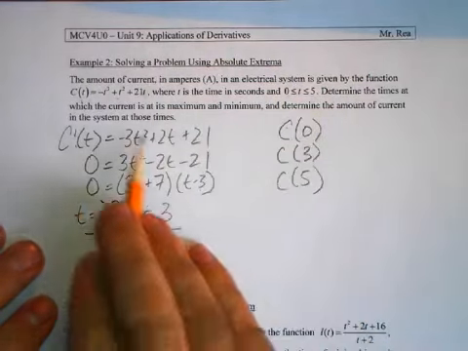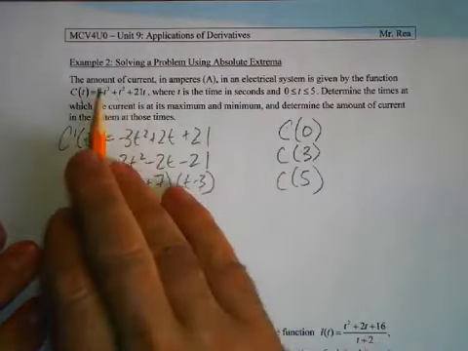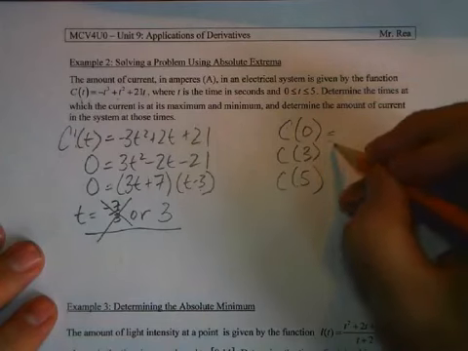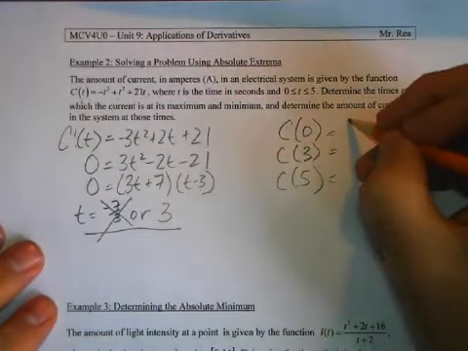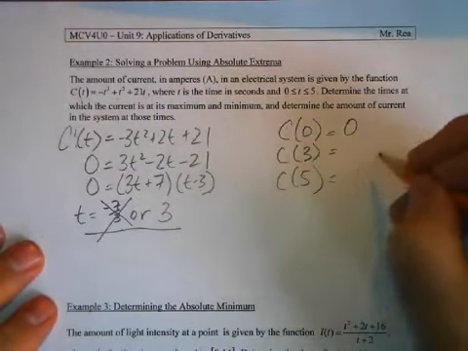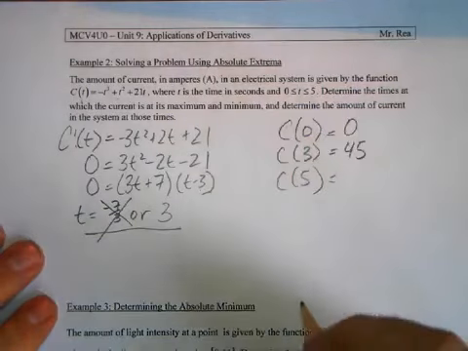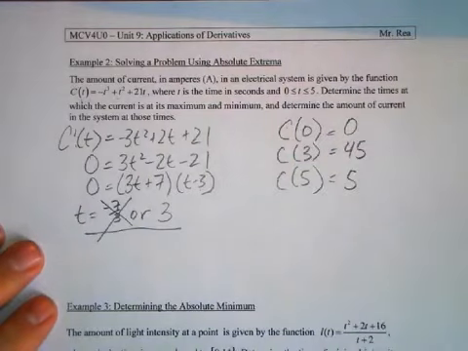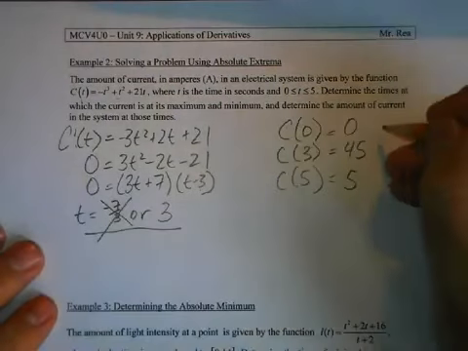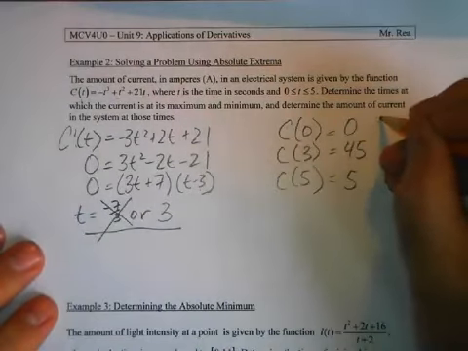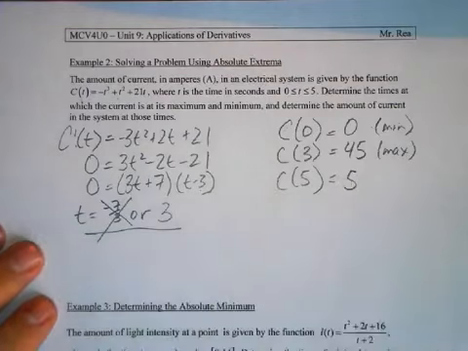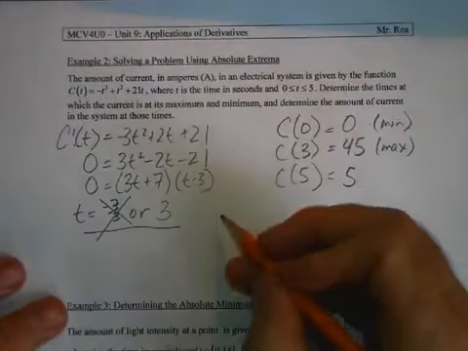So I'm not plugging it back into the derivative now, I'm plugging it back into the original current equation. And when I get that, I get a 0 here, I get a 45 at 3 seconds, and a 5 at 5 seconds. So we want to know the lowest and the highest. Well, this looks like the min right there, and this looks like the max. This is somewhere in between, so it's not really that important.